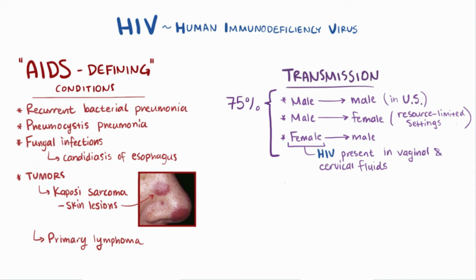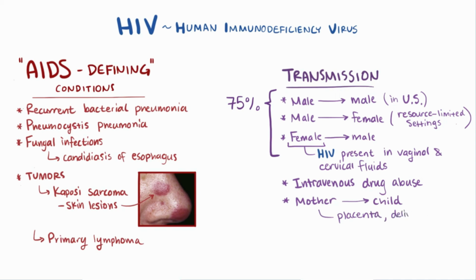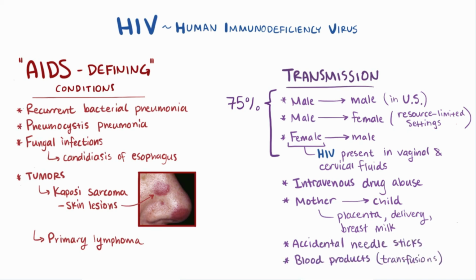The next most common means of transmission include things like intravenous drug abuse and mother-to-child transmission, which can be via the placenta, during delivery, or via breast milk. Other, much less common modes of transmission include accidental needle stick and use of blood products like blood transfusion.